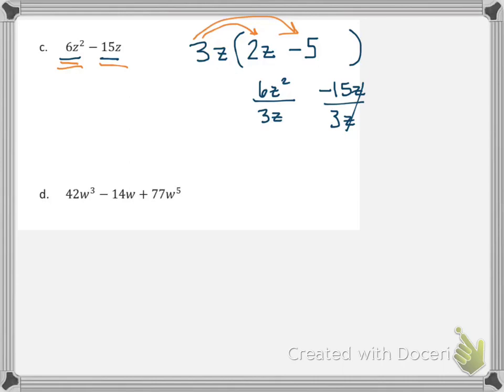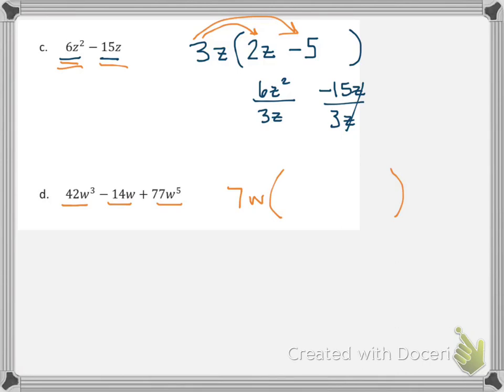All right, D. I've got 3 terms now, a trinomial. I need the greatest common factor for all of those terms. Well, if I look at the coefficients 42, 14, and 77, it looks like 7 goes into all of those. 7 into 42 6 times, 7 into 14 2 times, 7 into 77 11 times. 7 is a GCF. They all also have a W. So that's my GCF, 7W.